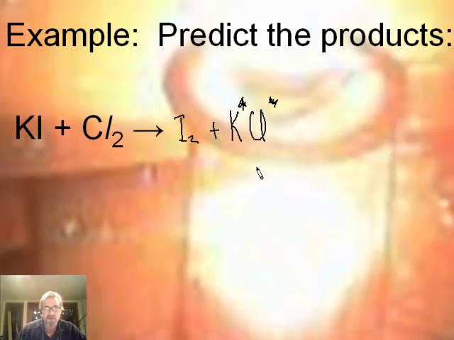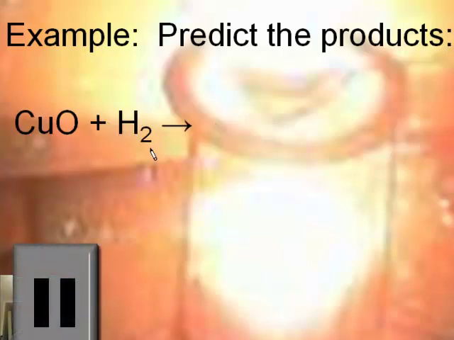This isn't balanced. If we wanted to balance it, we'd have to put a 2 here to balance our chlorines. Then that would require a 2 here to balance the potassium, and that would also automatically balance the iodine. Try this one, and balance it when you're done.